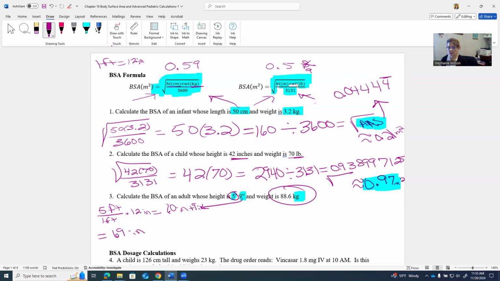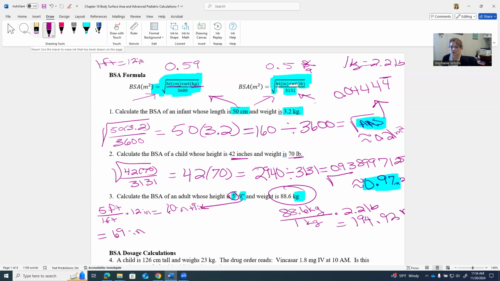So let's do the next. Let's go ahead and convert the 88.6 kilograms to pounds. Well, we know for every 1 kilogram, it's equal to 2.2 pounds, right? So we're going to divide this by 1 kilogram times 2.2 pounds. So now we have 88.6 times 2.2. That's 194.92 pounds.